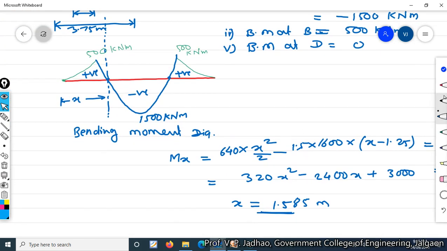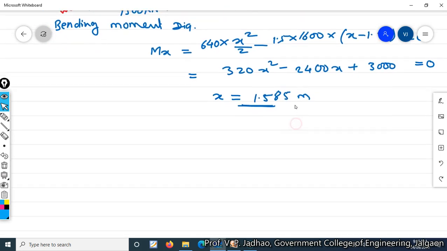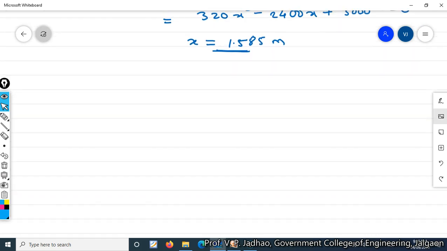So this 1.585 meter distance is from both the ends, therefore we get x is equal to 1.585 meter. Again this particular distance will be 1.585 meter. Now next step is to calculate the depth of your footing. Up to this I think there is no problem.